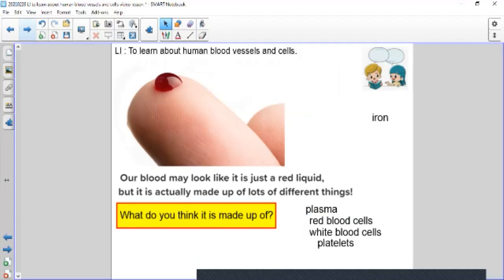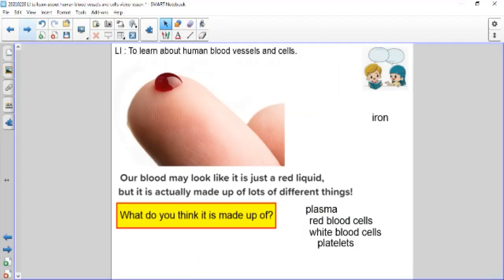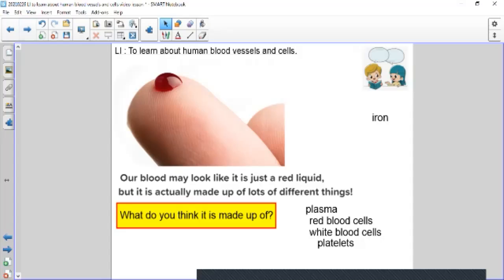Now remember, we talked about how blood looks just like a red liquid, but it's far more than that. It is made up of 4 components. Plasma, the liquid that carries the other parts, and they are red blood cells, white blood cells, and platelets. Remember, iron is not one of the parts of your blood specifically. Iron is something which is dissolved and contained within your blood.